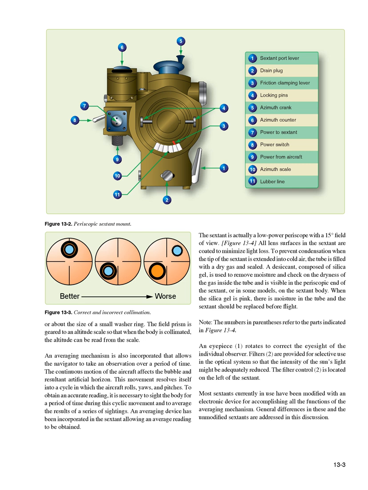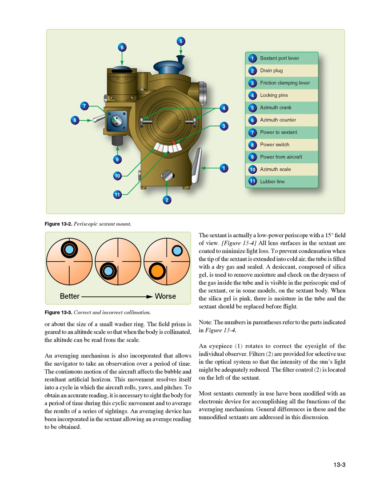A desiccant, composed of silica gel, is used to remove moisture and check on the dryness of the gas inside the tube and is visible in the periscopic end of the sextant, or in some models, on the sextant body. When the silica gel is pink, there is moisture in the tube and the sextant should be replaced before flight. Note, the numbers in parentheses refer to the parts indicated in Figure 13.4.